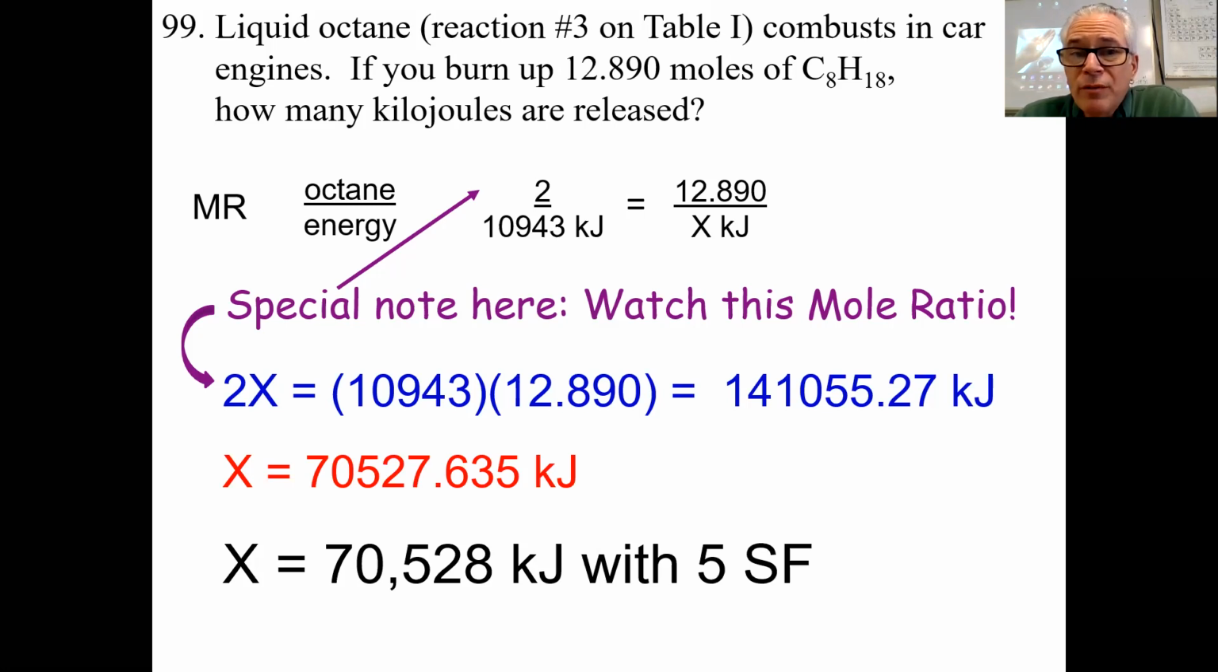Okay, it's a proportion. The balanced chemical equation says 2 moles of octane combined with 25 moles of oxygen make 16 moles of carbon dioxide and 18 moles of water, and 10,943 kilojoules come out. 2 moles makes 10,943 kilojoules. So what if you have this other number of moles? You can figure out the kilojoules.